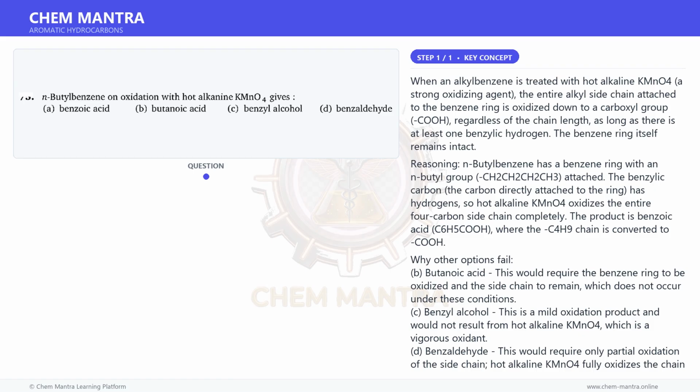Why other options fail? B. Butanoic acid. This would require the benzene ring to be oxidized and the side chain to remain, which does not occur under these conditions.